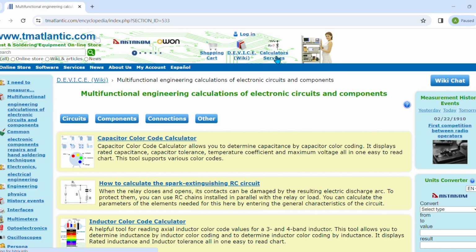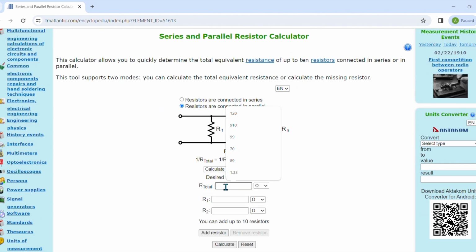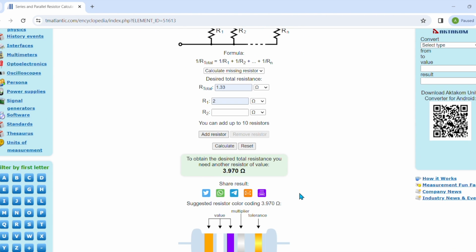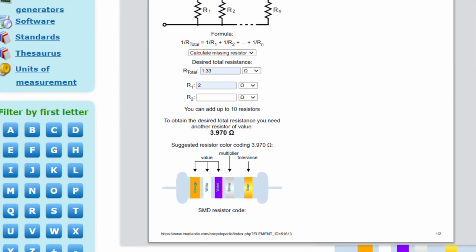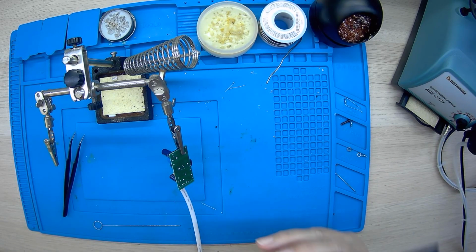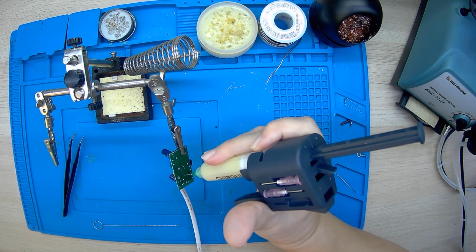At the same time, there is a 2 ohm SMD resistor on the board. We won't touch it. We use the calculation on our website for a parallel connection and get a missing resistor of 3.97 ohms. To verify our calculation, we solder out one terminal of the resistor with a color code.